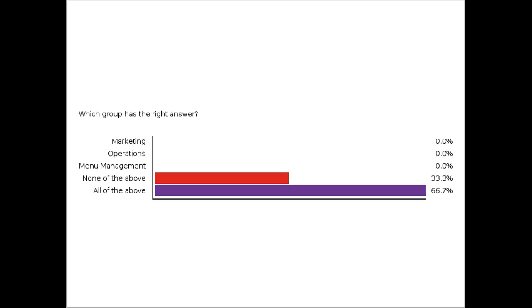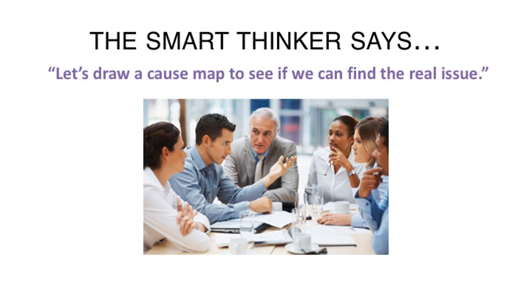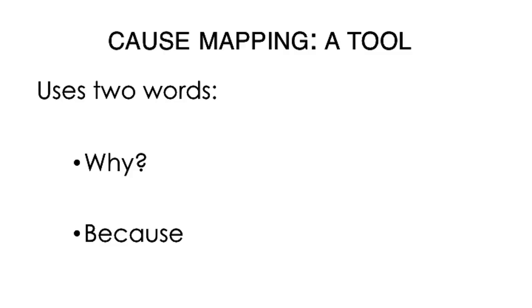And I've been using this tool for quite some time, and it's amazing to me. It's really intellectually obvious and hard to do. So when I run workshops for organizations, oftentimes I'll give them an example, and they'll say, oh, yeah, I get it. And then I'll say, let's take one of your problems and draw a cause map. The beauty behind cause mapping is that all we need to know are two words: why and because. And we're going to keep using these words on and on and on until we get through a situation.